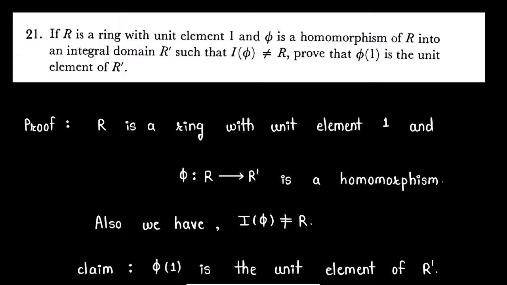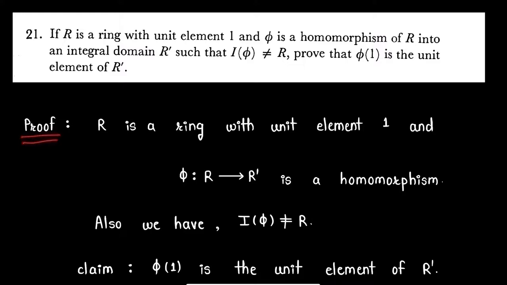In this video, I am going to solve an exercise question from the book Topics in Algebra, from chapter 3, Ring Theory. The question is: if R is a ring with unit element 1 and phi is a homomorphism of ring R into an integral domain R dash such that the kernel of the homomorphism phi is not equal to ring R, prove that phi 1 is the unit element of the integral domain R dash.